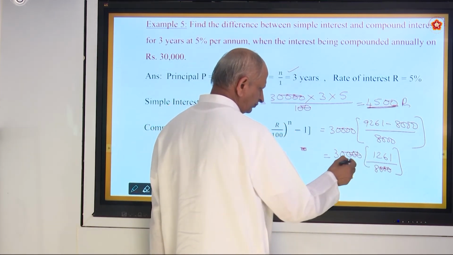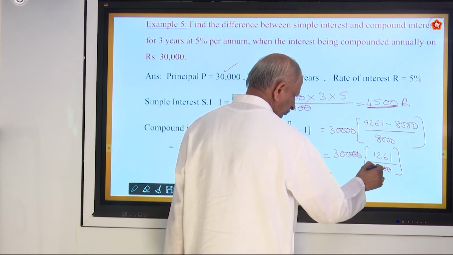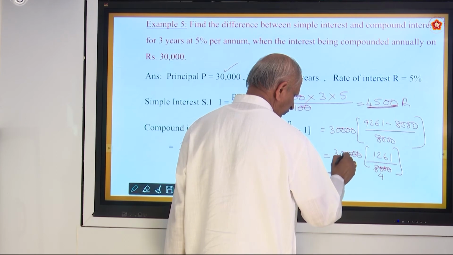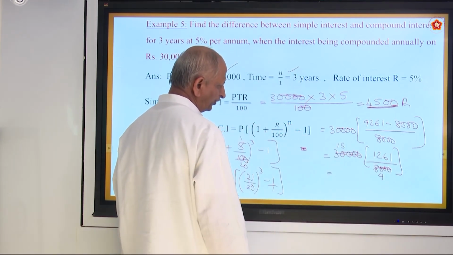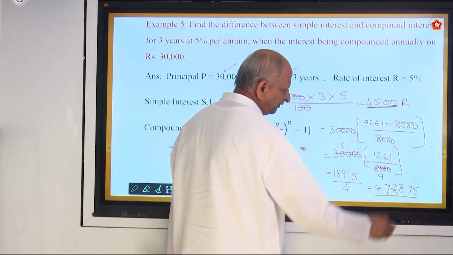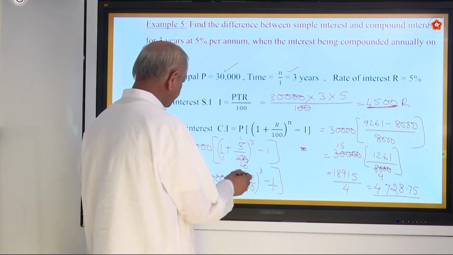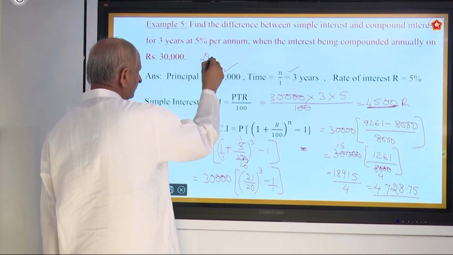And you have 2 4s are 8, 2 15s are 30. So 15 into 1261. It comes to 4728.75. Now the question is, the next step I will write here, difference. This is the answer.